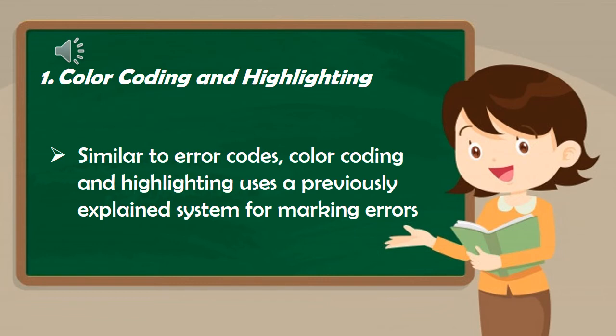Color coding and highlighting. Similar to error codes, color coding and highlighting uses a previously explained system for marking errors. This saves time when marking papers. Students often find it much easier to understand a document with different colored highlights than a document with scribbled, difficult to read shorthand markings.